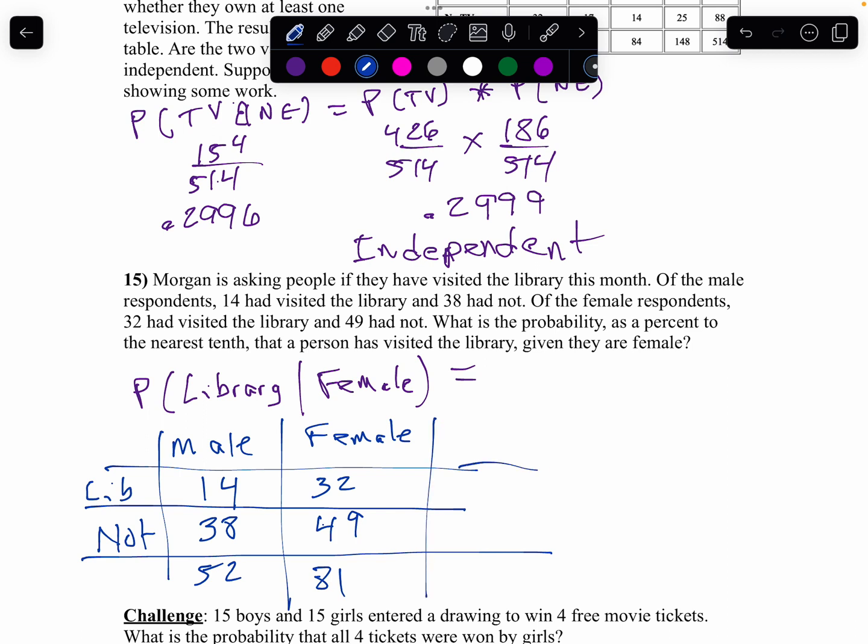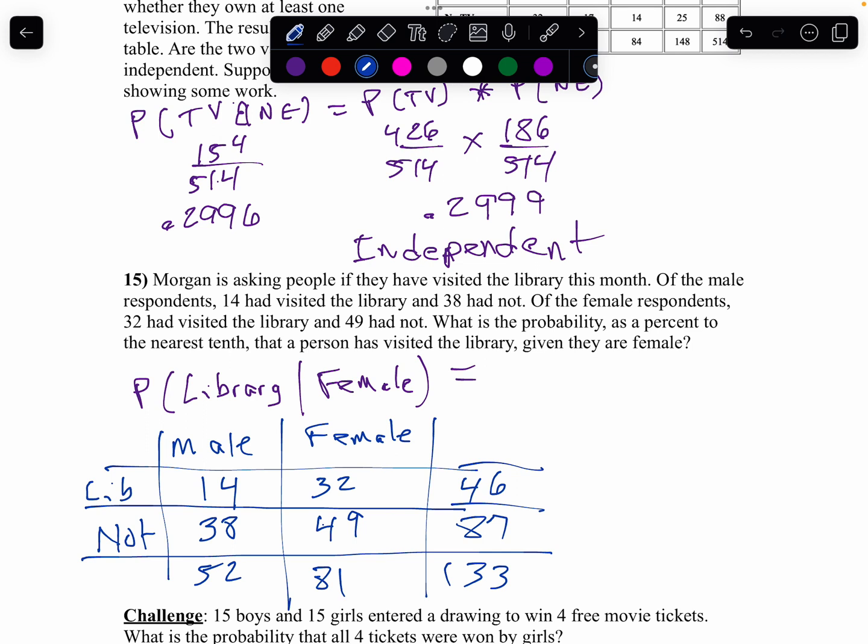Let's look at our row totals. 14 plus 32 is 46. I don't think you really need to do this, but I'm going to do it anyway. 38 plus 49 is 87. And then 46 plus 87 is 133.